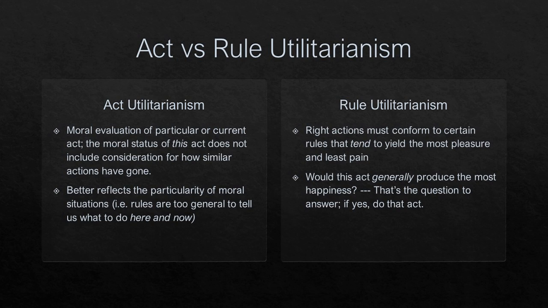Rule utilitarianism makes an effort to address both the logical problem and the practical problem. So in rule utilitarianism, right actions must conform to certain rules for action that tend to yield the most happiness and the least amount of pain. These are the rules that, if followed, will over time produce more happiness than if we only considered immediate consequences. Following the rules that tend to produce the greatest happiness is more likely to maximize happiness overall rather than making exceptions in certain circumstances, even if in an exceptional situation, breaking the rule would lead to greater happiness.